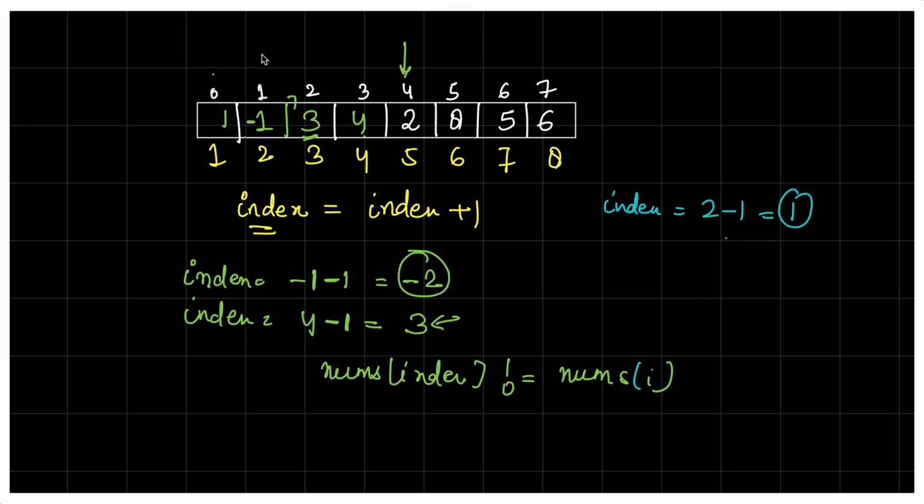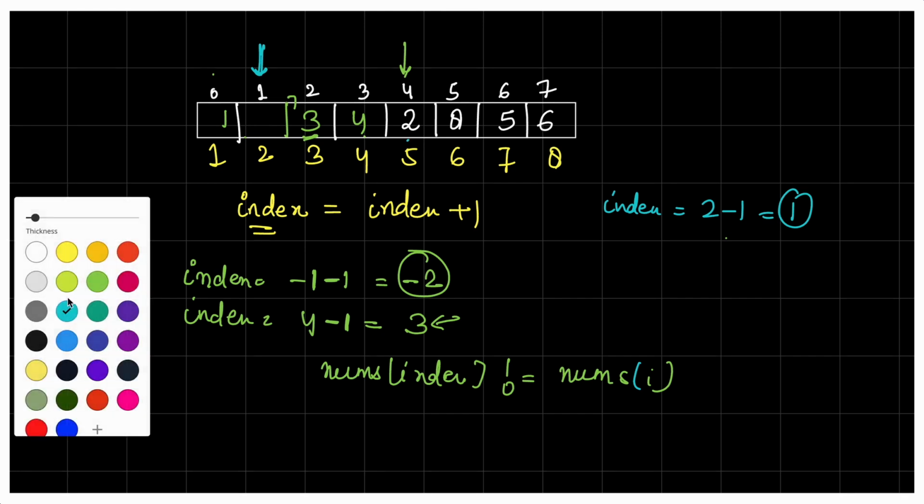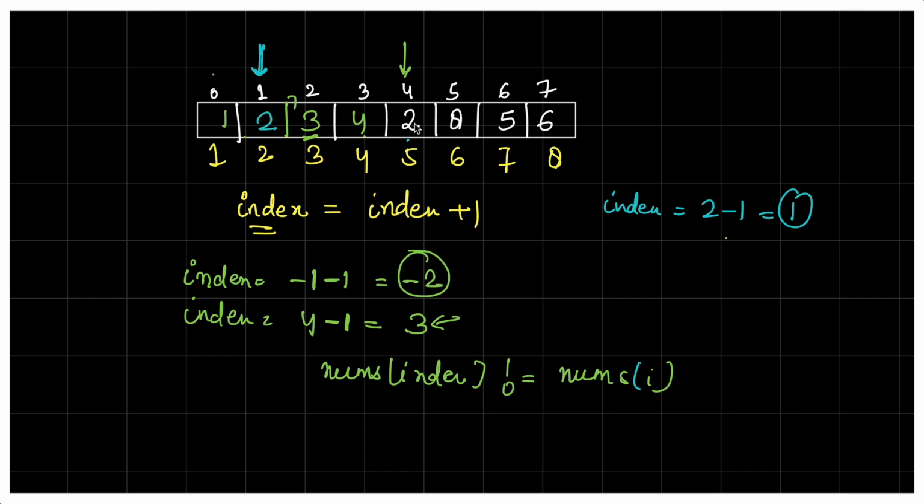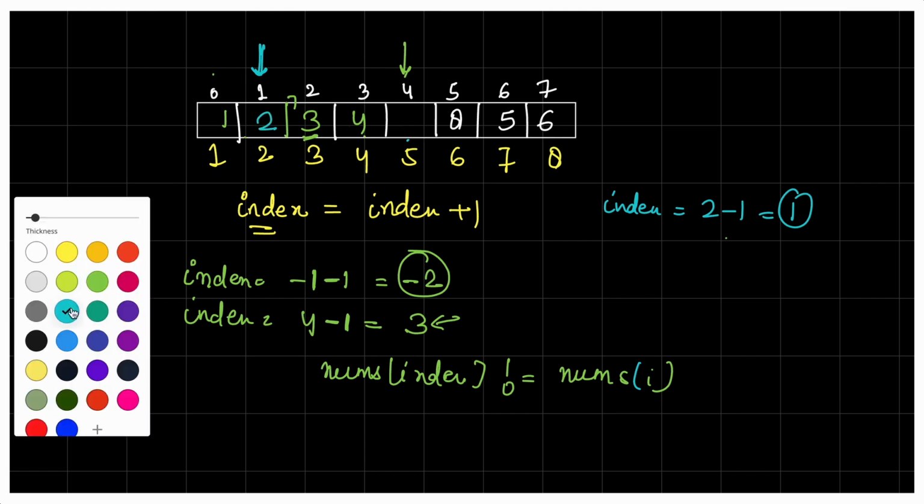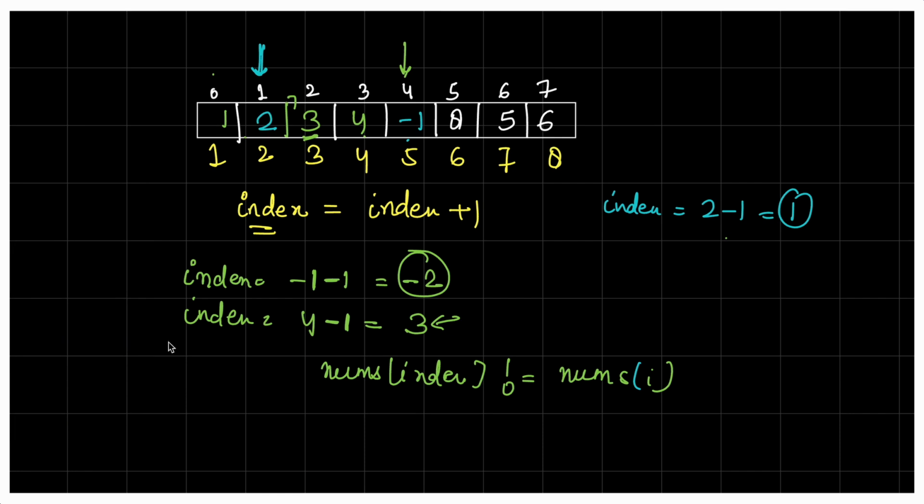We'll go to index 1 and check whether it has 2 or not. It doesn't have 2, so we'll make a switch. Now 2 will come to its correct position and minus 1 will move to index 4. But still we are not sure whether minus 1 is at its correct position, so we do the same thing. For minus 1 we get minus 2, which is not valid. We'll move our I to the next one.